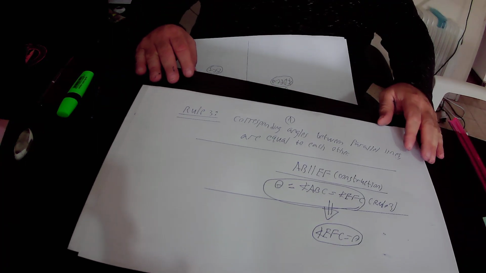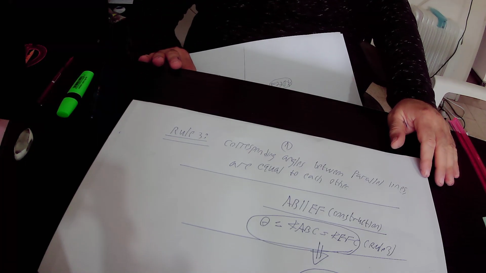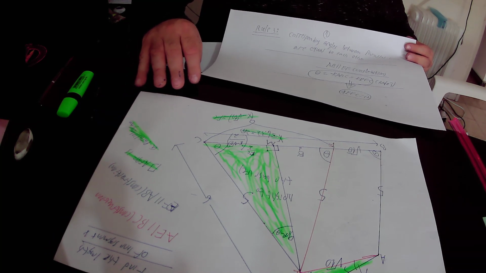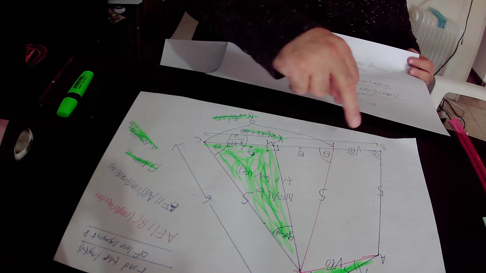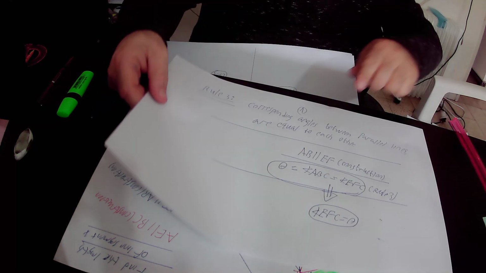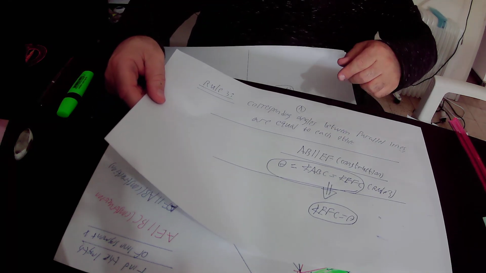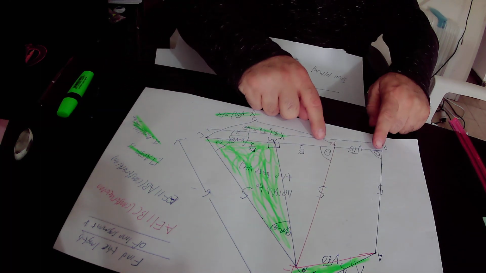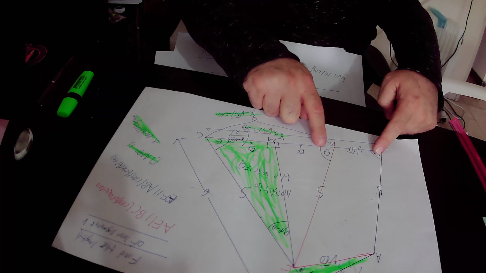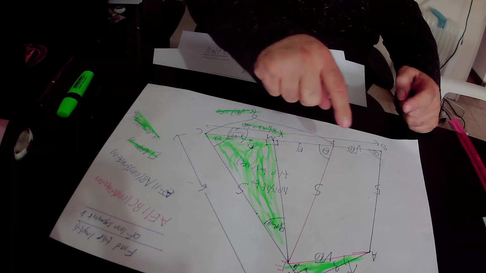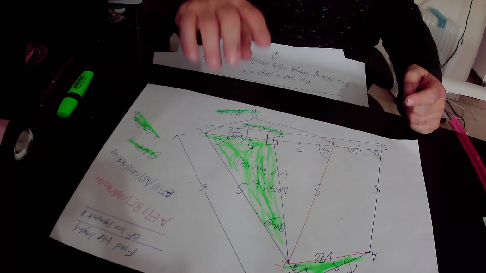According to rule number 3, corresponding angles between parallel lines are equal to each other. So here we have, according to our construction, AB is parallel to EF. Therefore, according to rule number 3, those two angles that are defined as corresponding angles that are located between the parallel lines AB and EF will be equal to each other. That is to say, angle ABC will be equal to angle EFC according to rule number 3.